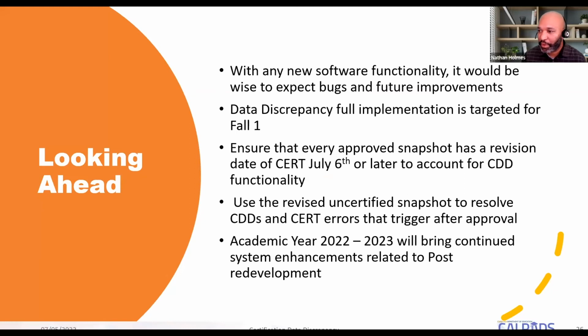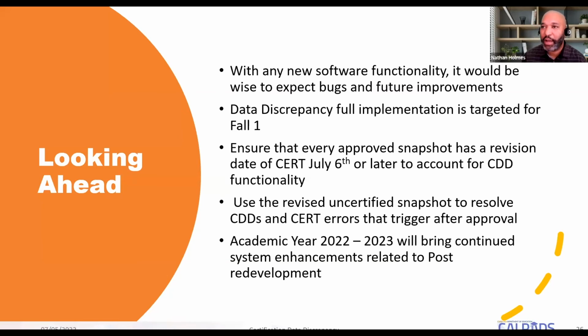So remember, you don't have to disapprove. You just continue to make updates and changes to CALPADS after approval and use that revised uncertified revision to track changes in cert errors, to track changes in CDDs, and to track the accuracy of your reports. And if it is more accurate and you have no CDDs or cert errors, you can then decide to disapprove and then approve your new revision.